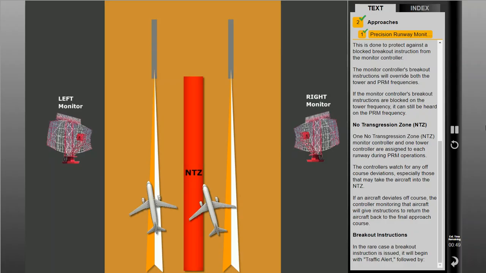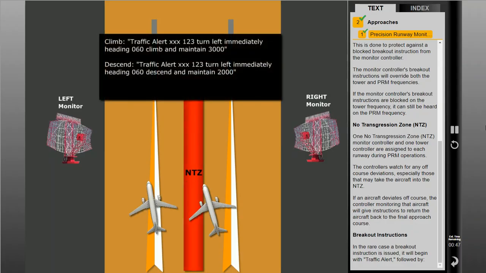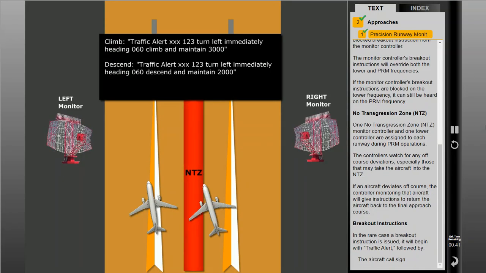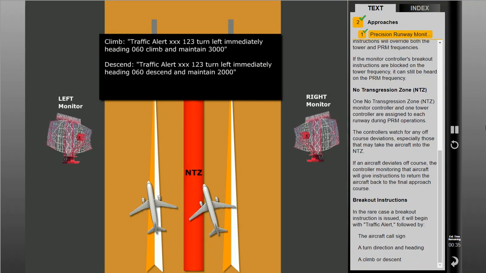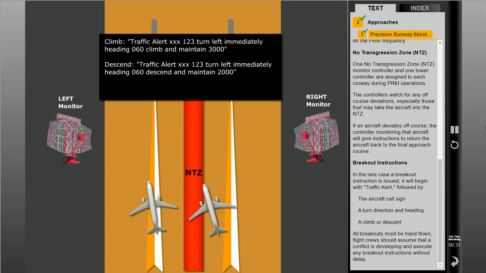In the rare case a breakout instruction is issued, it will begin with traffic alert, followed by the aircraft call sign, a turn direction and heading, and a climb or descent. All breakouts must be hand-flown. Flight crews should assume that a conflict is developing and execute any breakout instructions without delay.